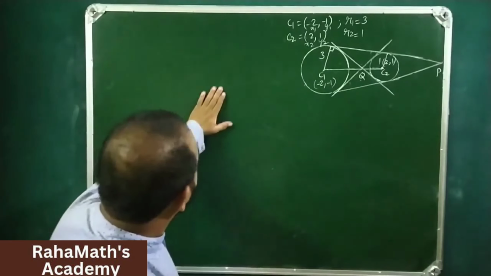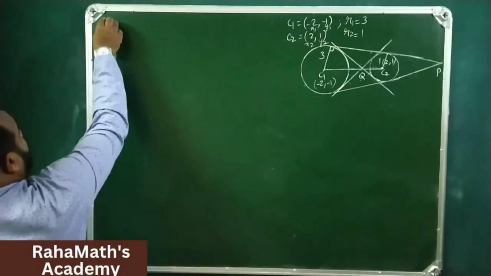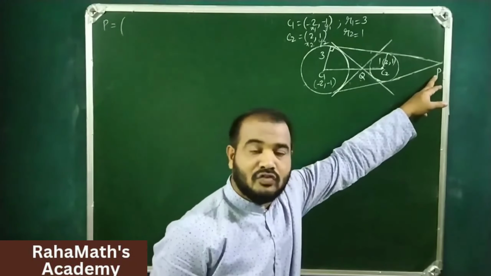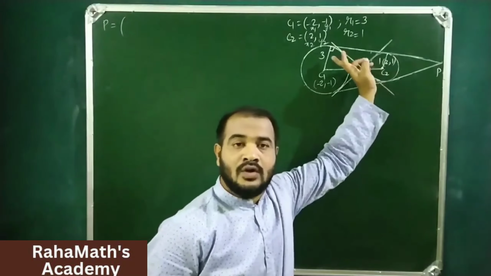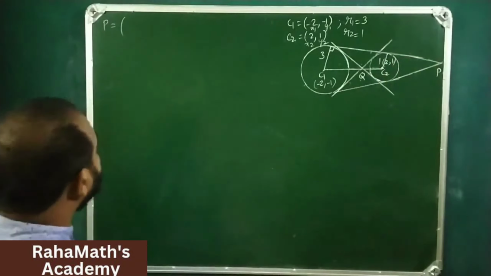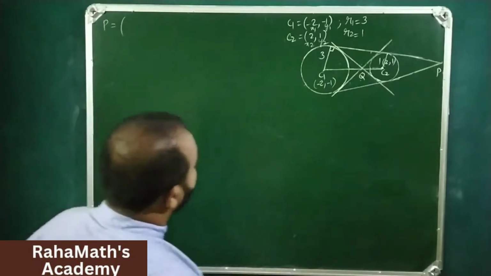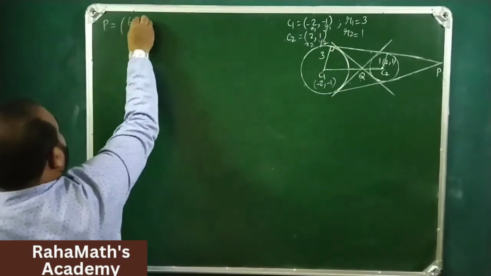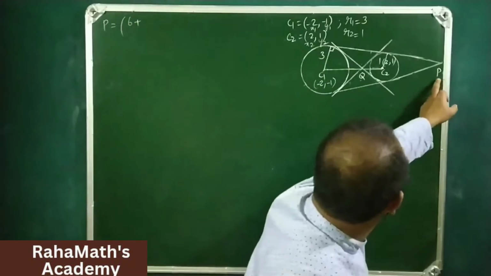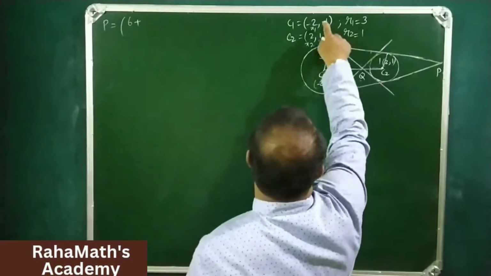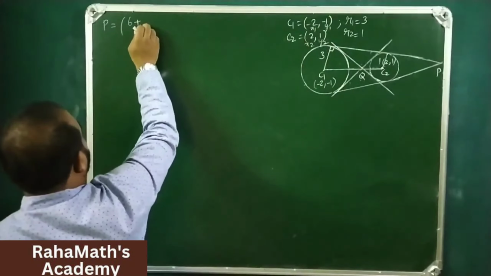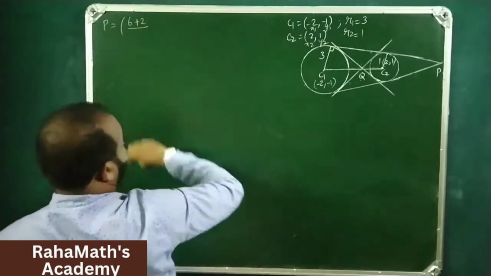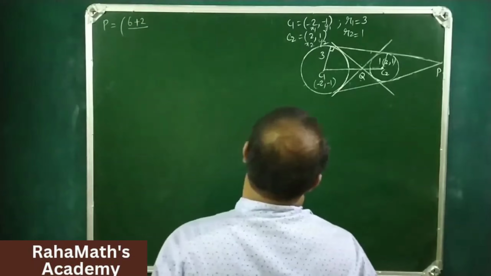Now, first let us solve P. Let us find out the P. What is P? P is the point of intersection of the two direct common tangents. So P is equal to R1 x2, so 3 into 2, 6, plus R2 x1, minus R2 x1, 1 into minus of minus, so plus 2, by R1 minus R2.